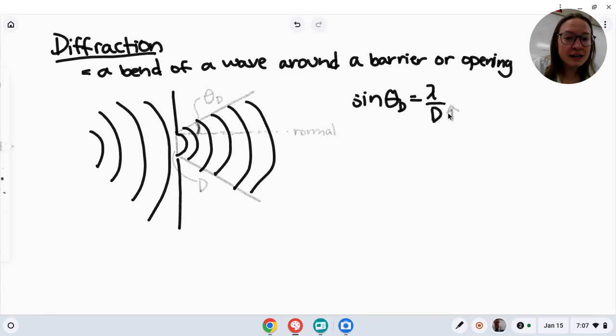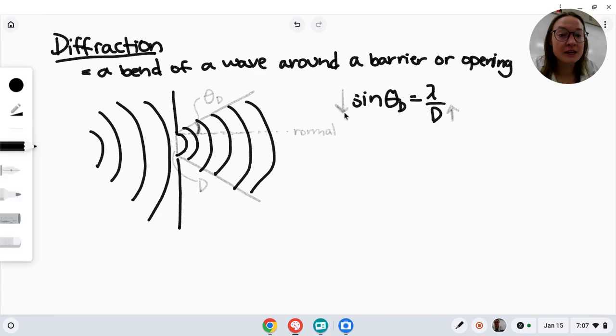But if you had a teeny tiny opening and you said, hey, wave, why don't you go ahead and fit through that thing? It would say, are you for serious right now? That thing is so small. I'm going to have to bend myself like crazy to get through. And it would have to bend like crazy to get through. So you get way more diffraction. Hopefully, this equation makes some amount of sense to you. But now, let's talk about it with sound.